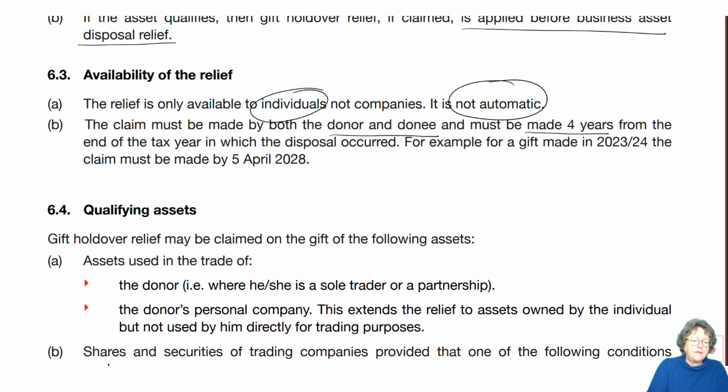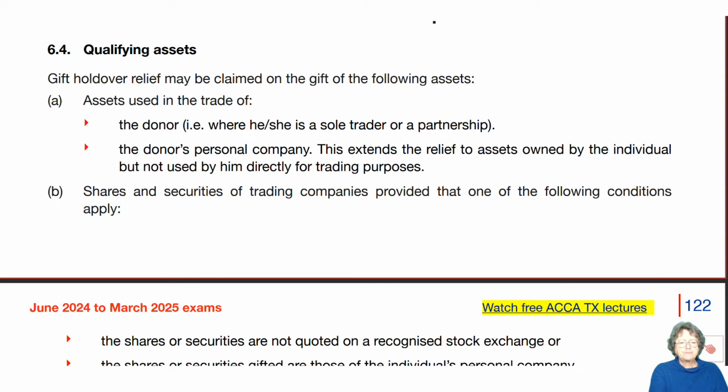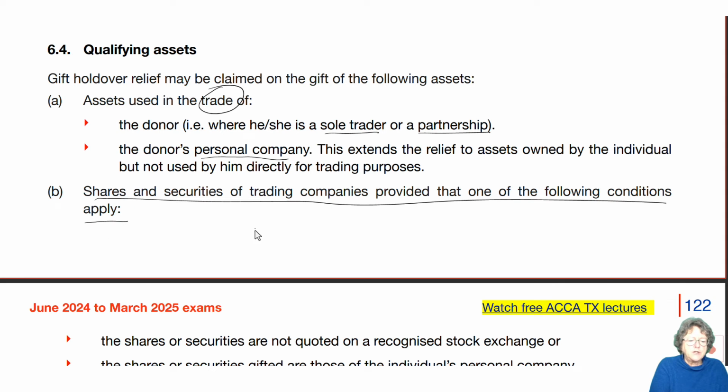Now, what assets can you have gift relief on? Because you can't have it on everything. So you can claim it on the following assets. There is a list here. Assets used in the trade of the donor, where he or she is a sole trader or a partnership, or if it's their personal company. So this extends the relief to assets owned by an individual but not used directly for trade purposes. And shares and securities of trading companies, providing they fulfill the following conditions. These are all rules that need to be learned.